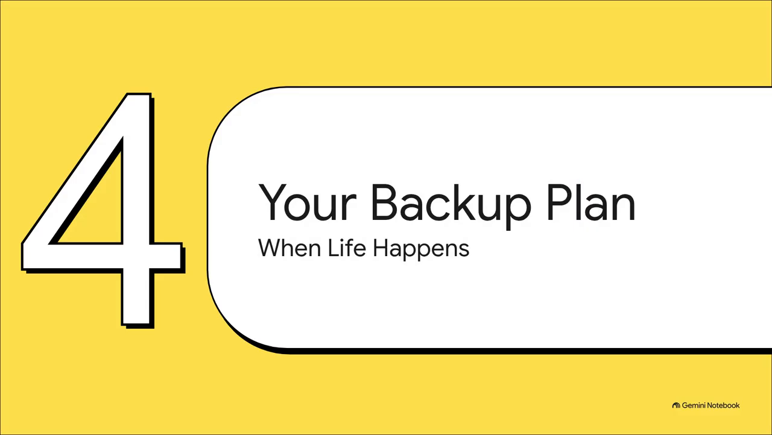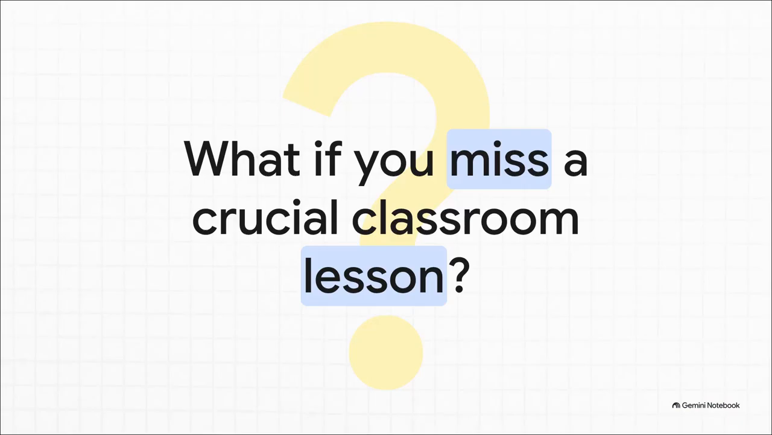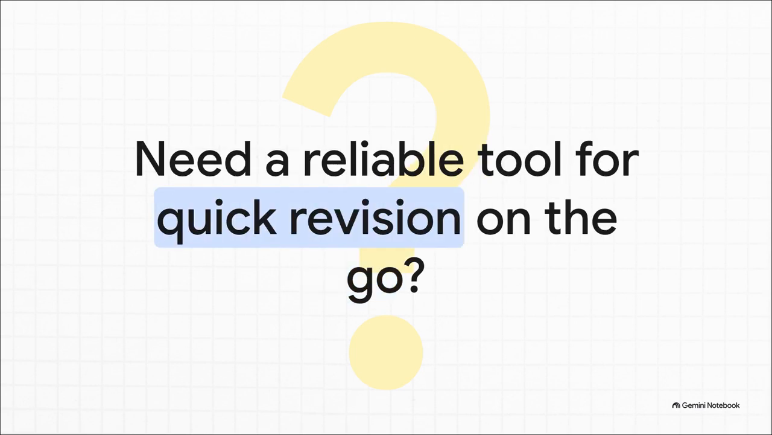Next up, Section 4, your ultimate backup plan when life happens. So we've talked about the ideal routine, but what happens when life throws a curveball? What if you miss a really crucial classroom lesson? It can be super stressful, feeling like you're falling behind. But having the official statistics PDF on hand means you have a perfect backup tool. You can jump in and self-study the exact topics that were covered in class, making sure you stay completely on track with the syllabus.